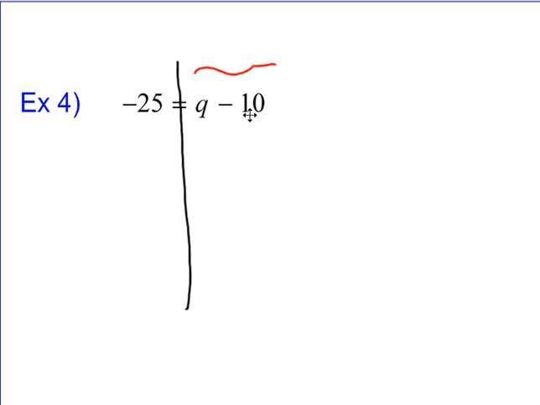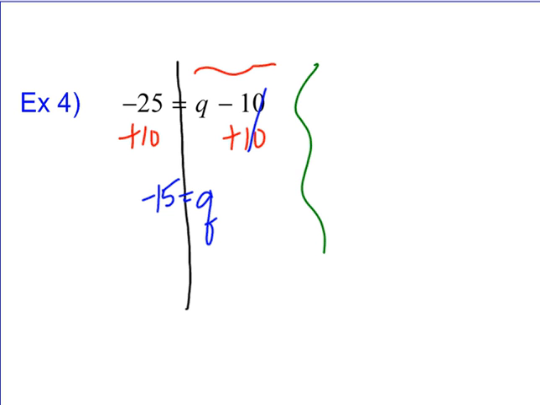So the opposite of subtracting 10 would be adding 10. So add 10 to both sides. Here we know negative 10 and positive 10 are 0, so it goes away, leaving us with Q. And negative 25 plus 10 is negative 15.